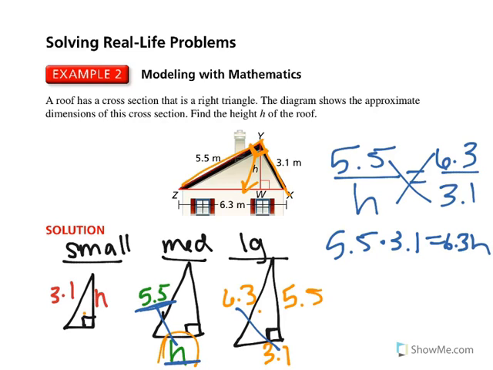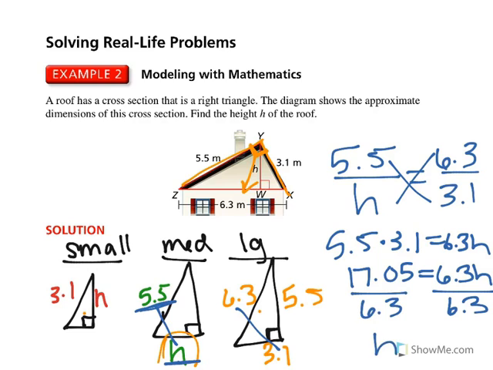5.5 times 3.1 is 17.05, and that's equal to 6.3 h. And then you divide by 6.3 on both sides, so you get your height to be about 2.7. And I'm putting about because there's actually a very long decimal, and so it's just an approximation. And that would be meters.